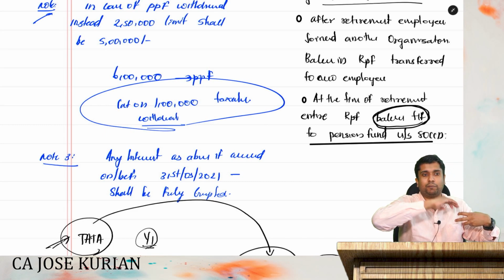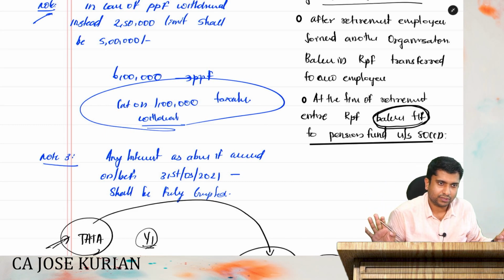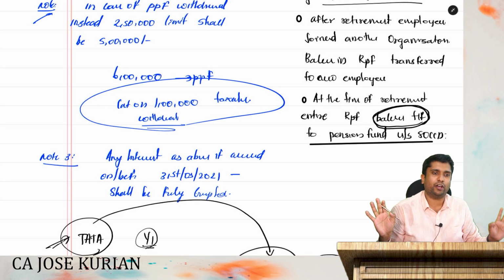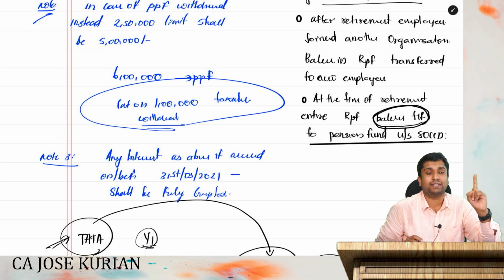Withdrawn from RPF, deposited in pension fund. Again, no taxability. It has been excluded from the ambit of taxation. You can enjoy the exemption under section 10(12).